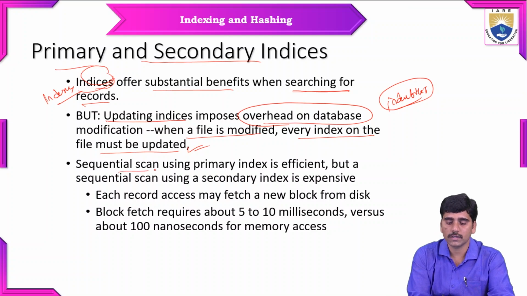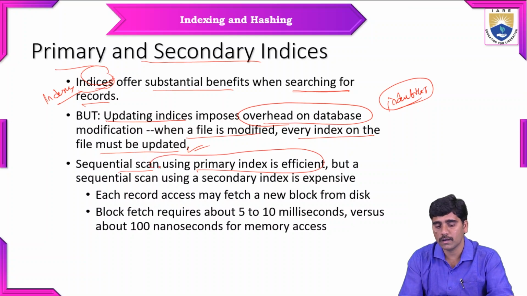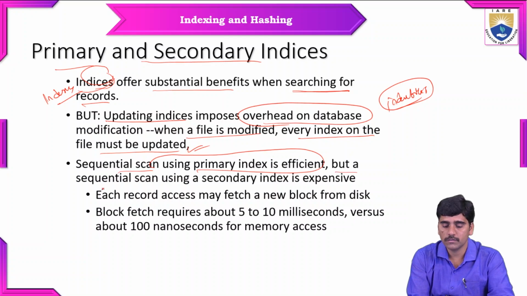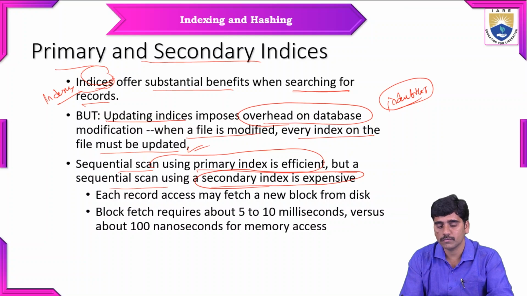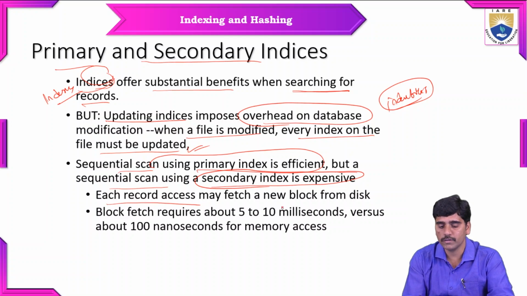Sequential scan using the primary index is efficient, but a sequential scan using the secondary index is expensive. Each record access may fetch a new block from disk.